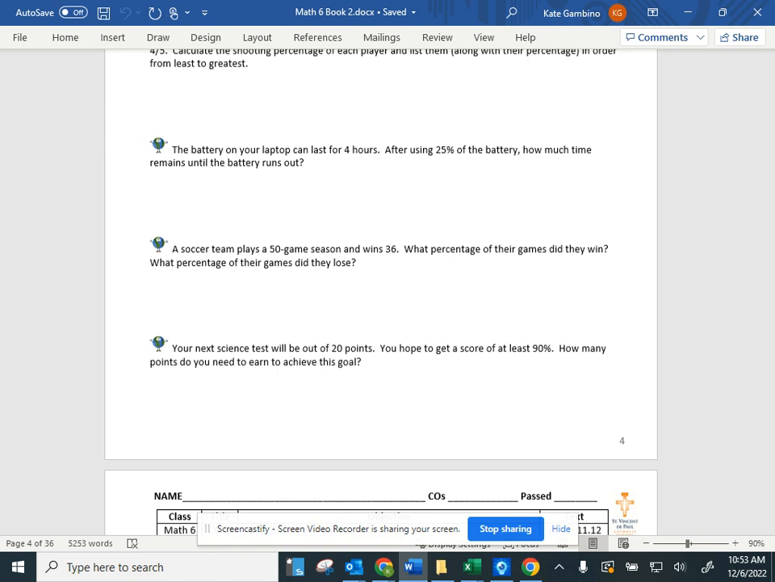How do you think I should set this up? Probably put 20 as your denominator, because it's out of 20 points, and have no numerator to start. We've got our question mark. What do you think that's going to equal? Is it going to equal 100? No. It has to equal 90 over 100, right? Because 90% is 90 hundredths.